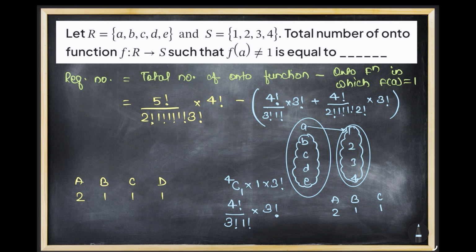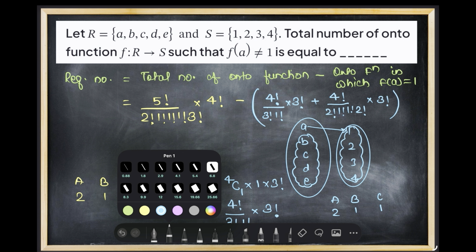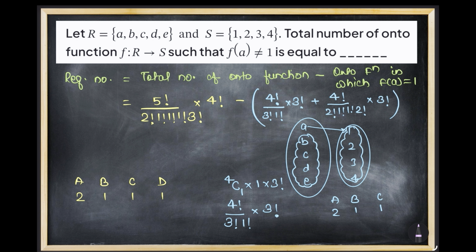Okay. Now let's do the simplification part. So we got this is 4 factorial. So 4 factorial is 4 into 3 factorial. So 3 factorial is gone, you are left with 4. 2 factorial is 2 and 4 is 4. So you will be left with 2. 5 factorial is 120. So 120 into 2 is 240. Minus this, 3 factorial is gone. You are left with 4 factorial. So 4 factorial is 24. 4 into 3, 12. 3 into 2, 24.